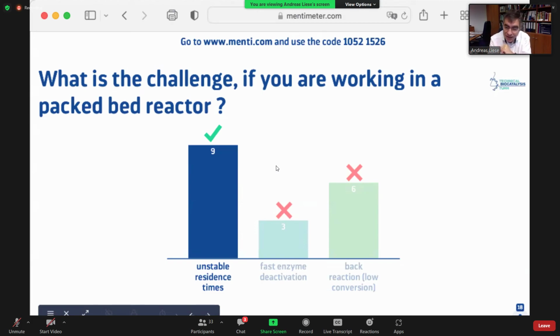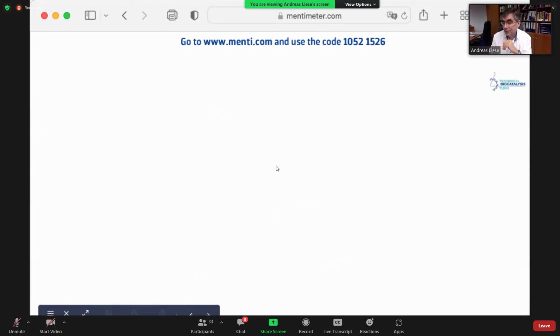If you see a gas compound being produced, and here it was carbon dioxide because a decarboxylase was used, then you can already assume that you have an unstable residence time because of the formation of a gas phase, reducing the liquid reaction volume and changing the residence time in the reactor system, like what we discussed today as well.